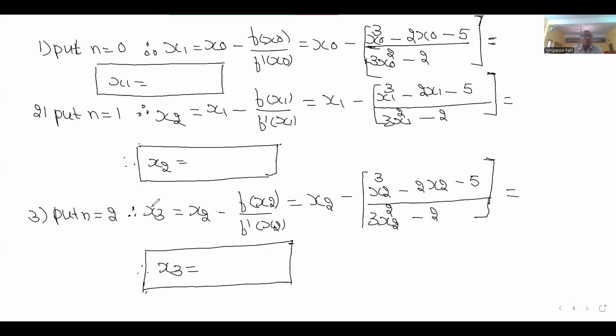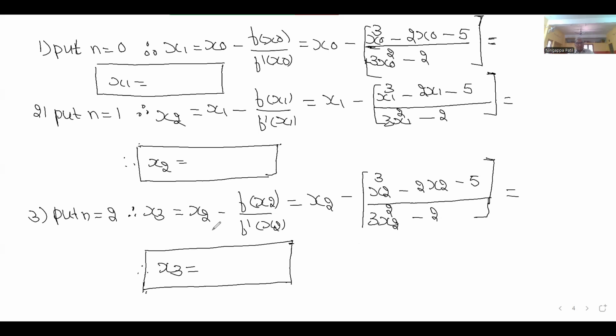And for n equal to 2, x3 equals x2 minus f of x2 divided by f dash of x2. And this is the RHS: x2 minus x2 cube minus 2 x2 minus 5 divided by 3 x2 square minus 2. Close the bracket, keep some space.